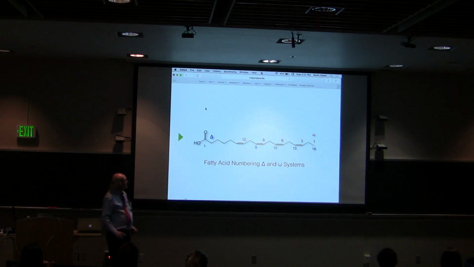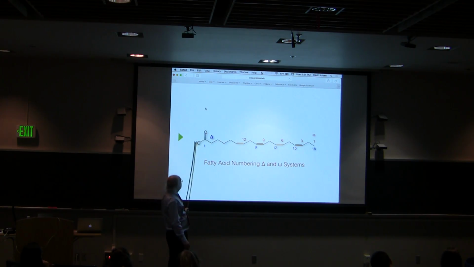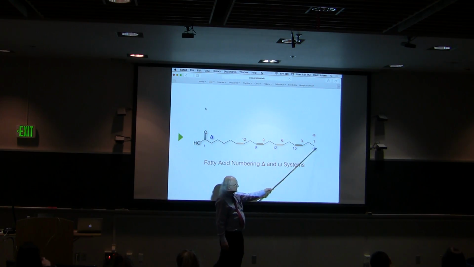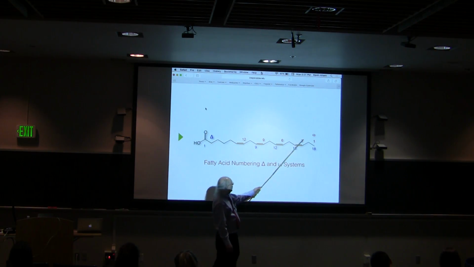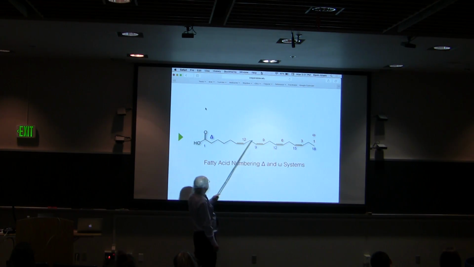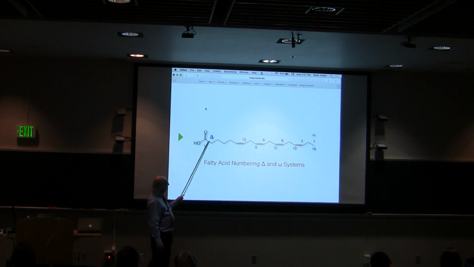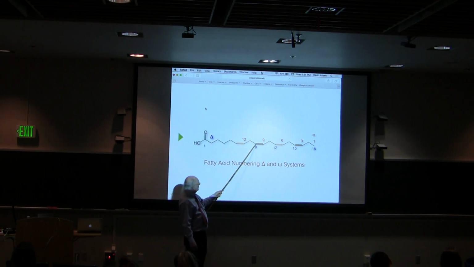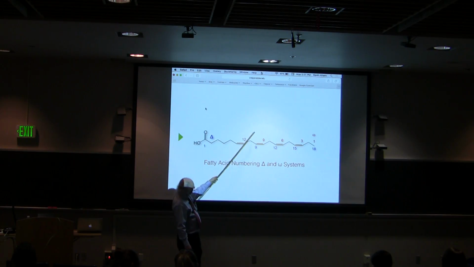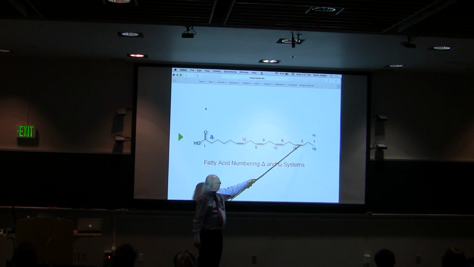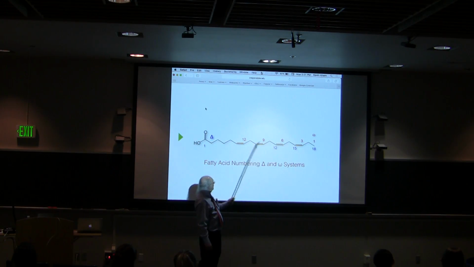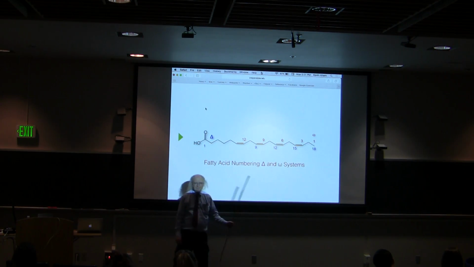I talked about 2 numbering systems: the delta numbering system, which starts at the carboxyl and moves towards the methyl, and the omega system, which starts with the methyl and goes towards the carboxyl. I pointed out that essential fatty acids can't be made in mammals past position 9. So oleic acid, which has a double bond at position 9, is non-essential. We can make that one, but we can't make linoleic or linolenic because they have double bonds past delta 9.